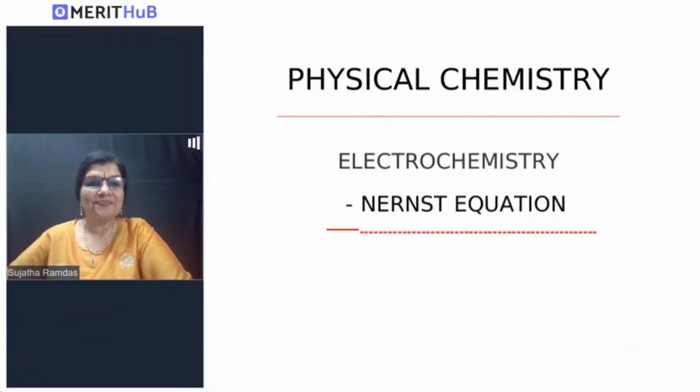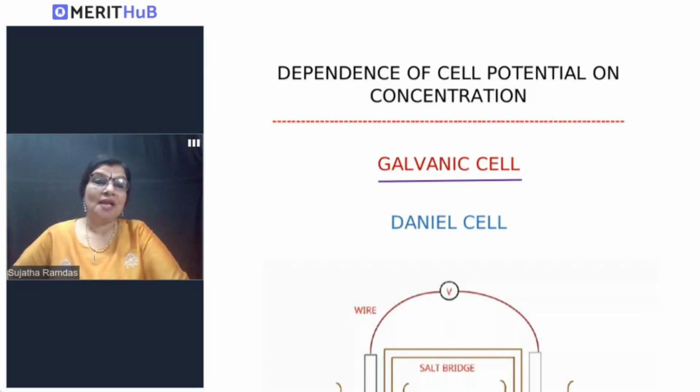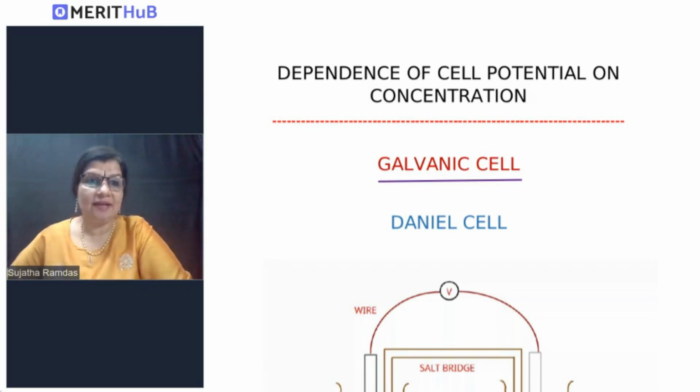Hello students, in today's session we will do a physical chemistry chapter, electrochemistry. And in electrochemistry, the focus of our discussion would be the Nernst equation. Before we start discussing the Nernst equation in detail, let's make a study of the dependence of cell potential on concentration.